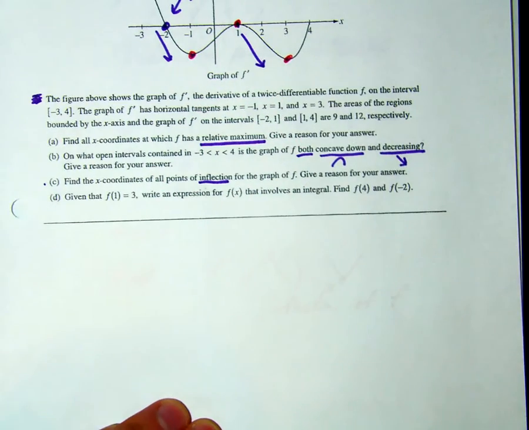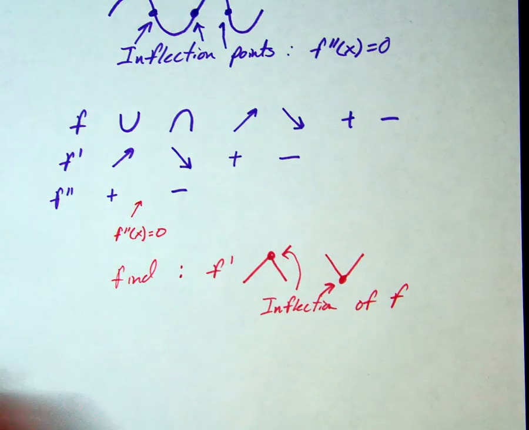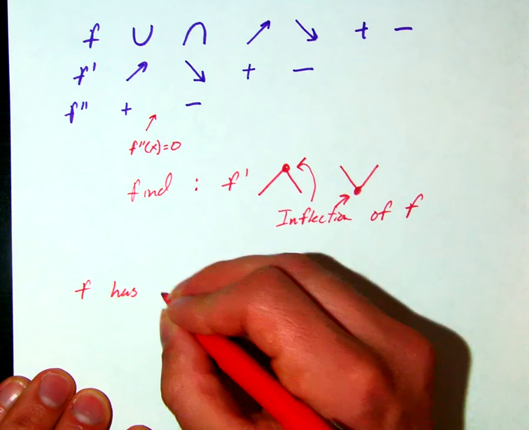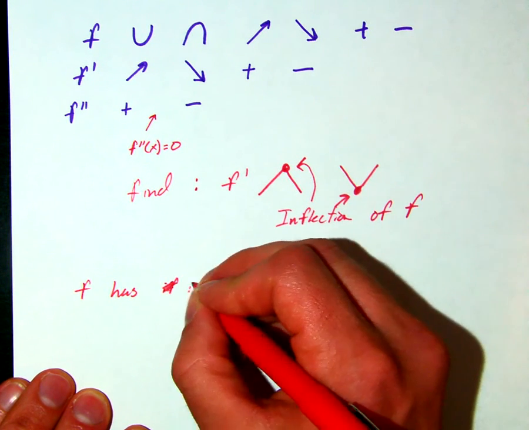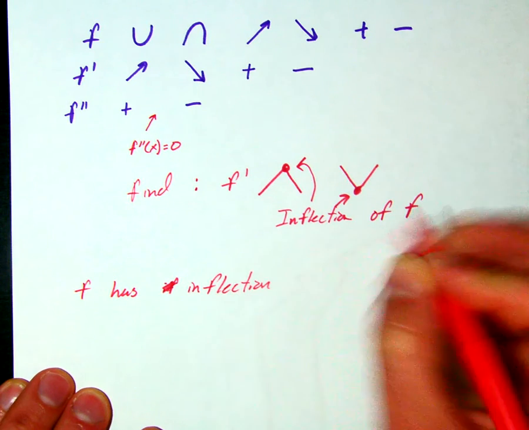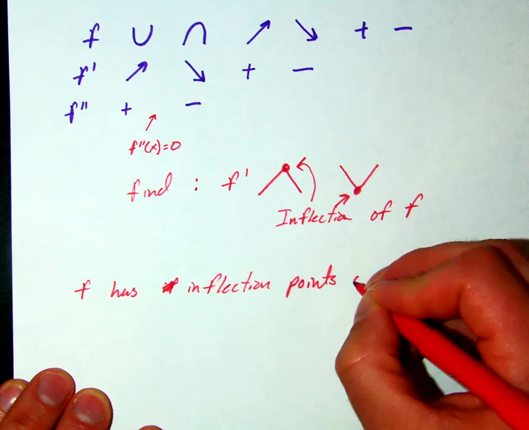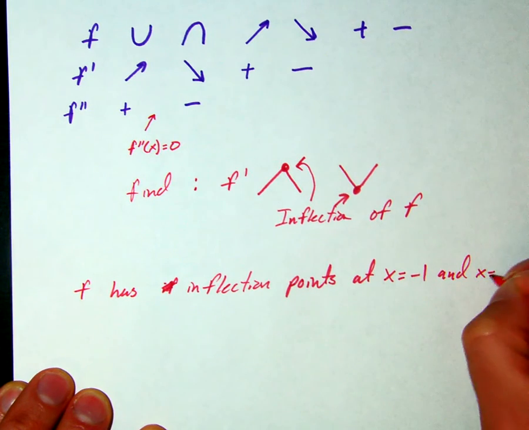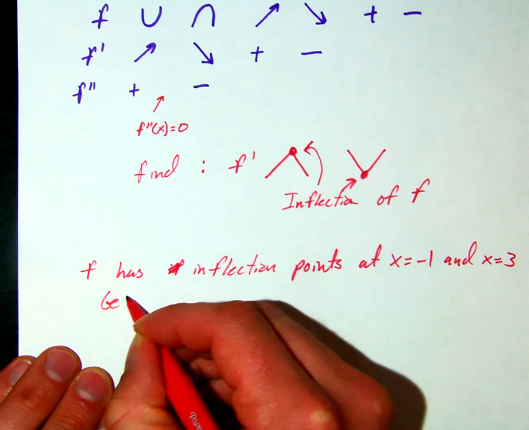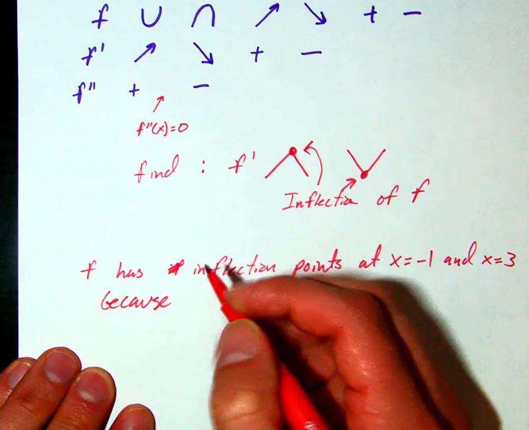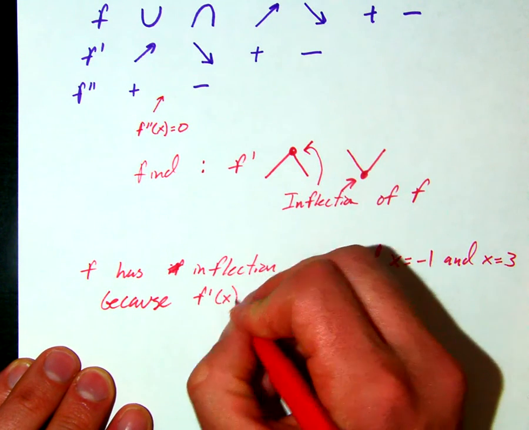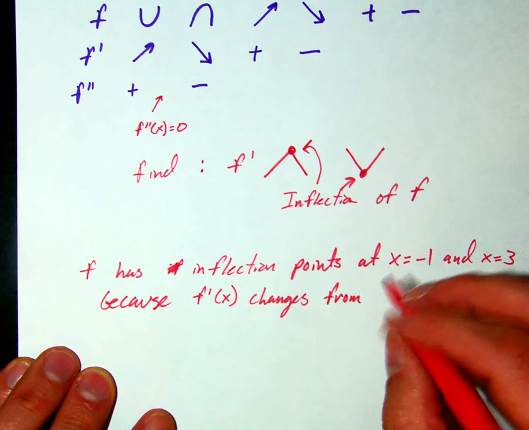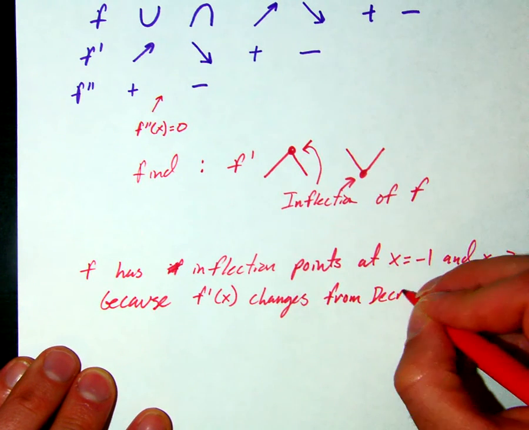It's a slope thing. So, here's what you would say. You would say f has inflection points at x equals -1 and x equals 3 because f prime of x changes from decreasing to increasing. Got it right there.